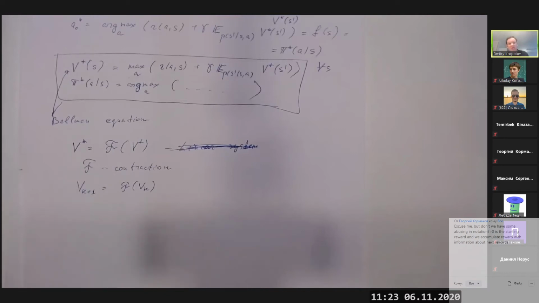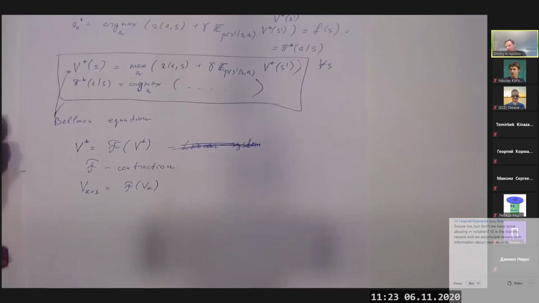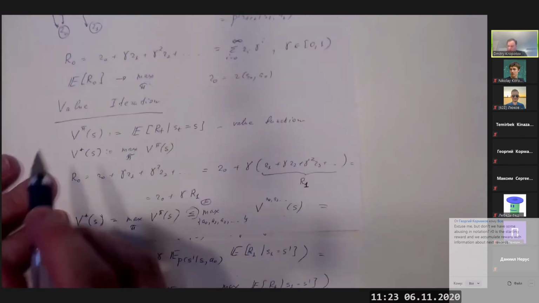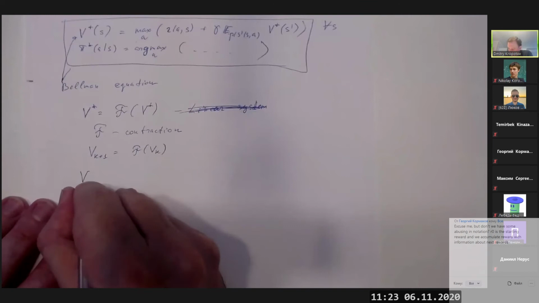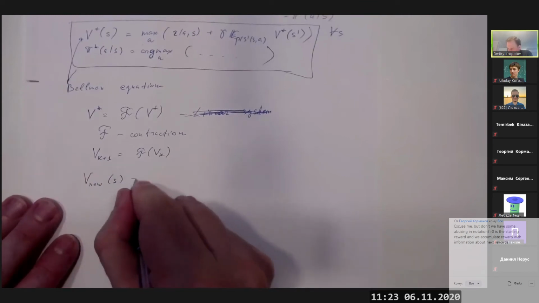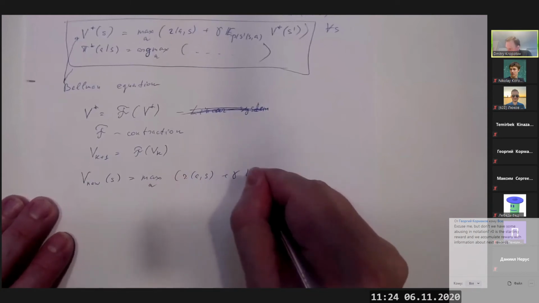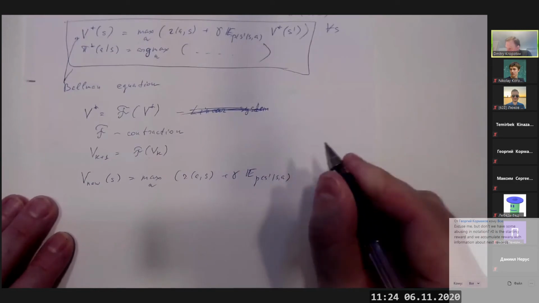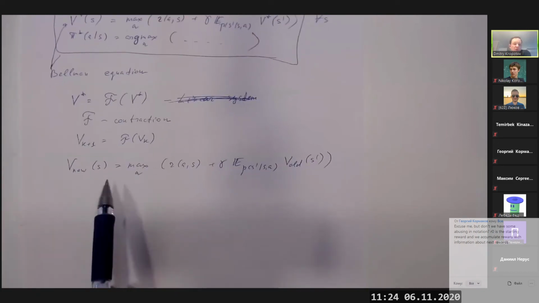And this is the case. So even with this max, it is possible to prove that our F is actually a contraction, and our final algorithm, which is called value iteration, is of the following form: V new of S is the max over actions of the reward plus gamma times the expectation of V old of S prime.